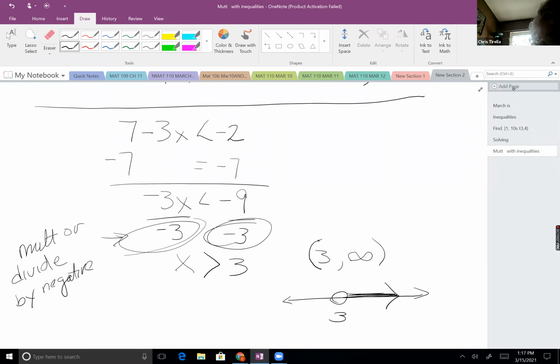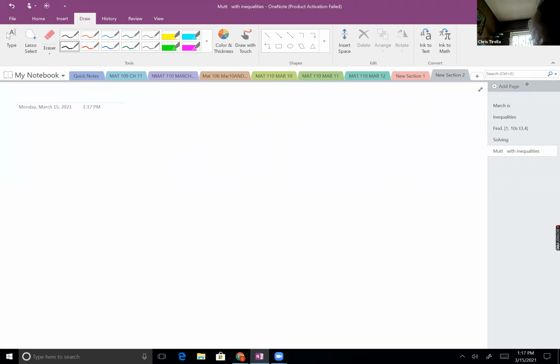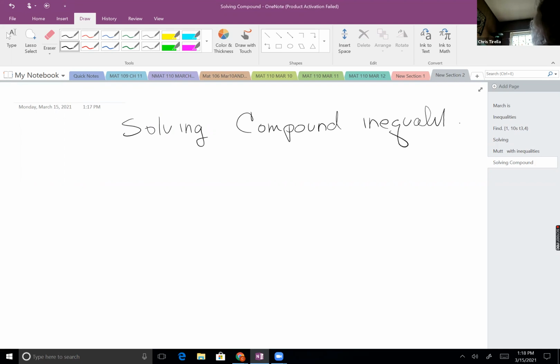And so where all of this comes into play, we're going to start looking at solving compound inequalities first. A compound inequality is an inequality that has not just 2 parts, but 3. An example of a compound inequality might be something like negative 8 is less than or equal to 6 minus 2x is less than 12.